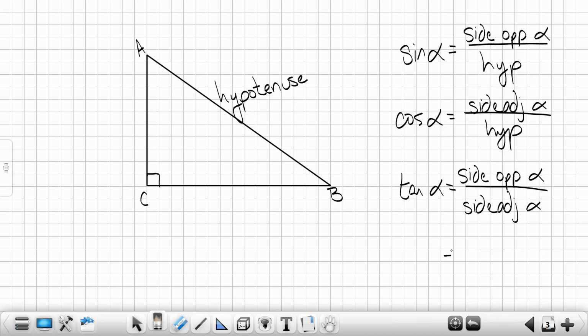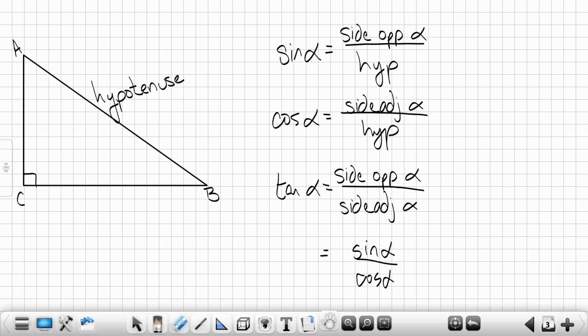Okay. Tangent is also sine over cosine. That is acceptable forever and always. Now we have a mnemonic device that, once again, you should recall: SOHCAHTOA. So sine, S, is opposite over hypotenuse. We're just getting rid of all those words. Cosine, C, is adjacent over hypotenuse. Tangent, T, is opposite over adjacent. And we have SOHCAHTOA.